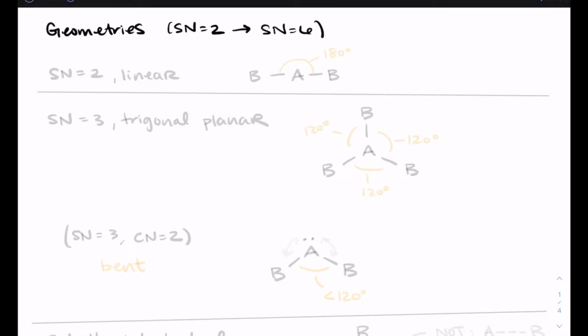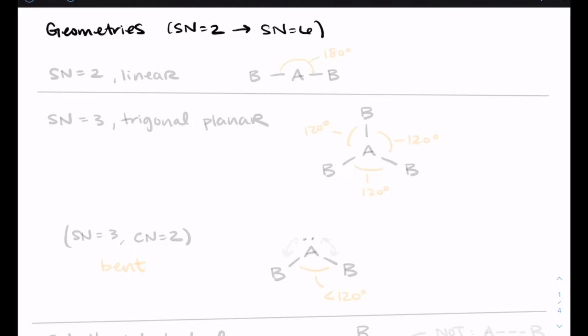So let's draw some pictures. We are going to draw pictures for every permutation of the geometries that result from a steric number of 2 through a steric number of 6. You do not have to go beyond that. So we're sticking with 2 through 6. And these are going to be my best pictures drawn on flat paper.